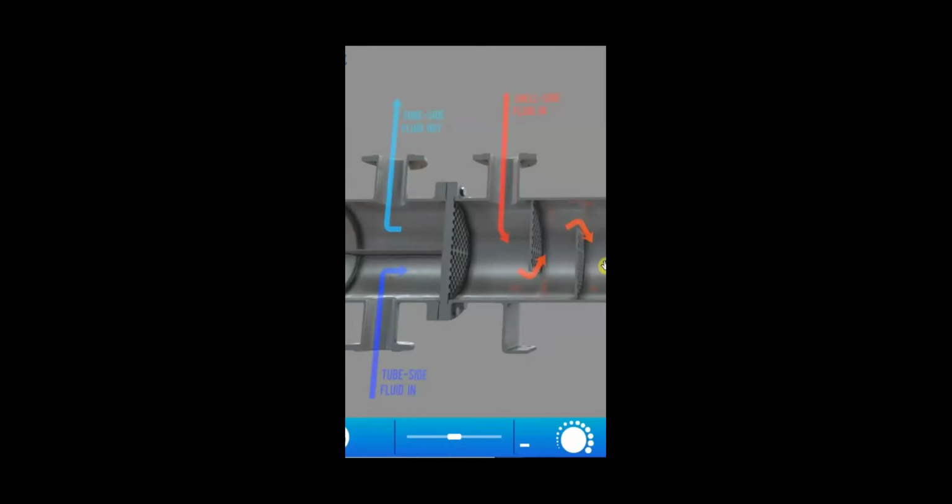Now, the types of the flow. What are the types of the flow? You know already, just for your revision. What are the types of your flow? Cross flow, counter flow, parallel flow.